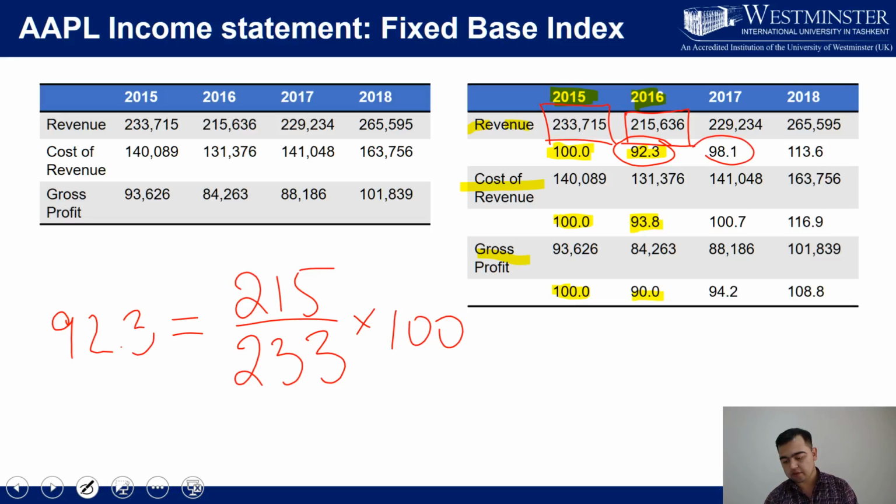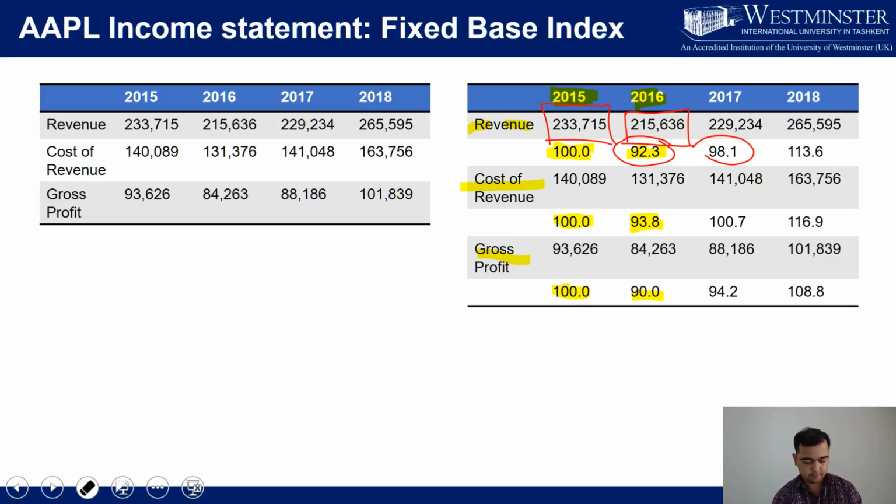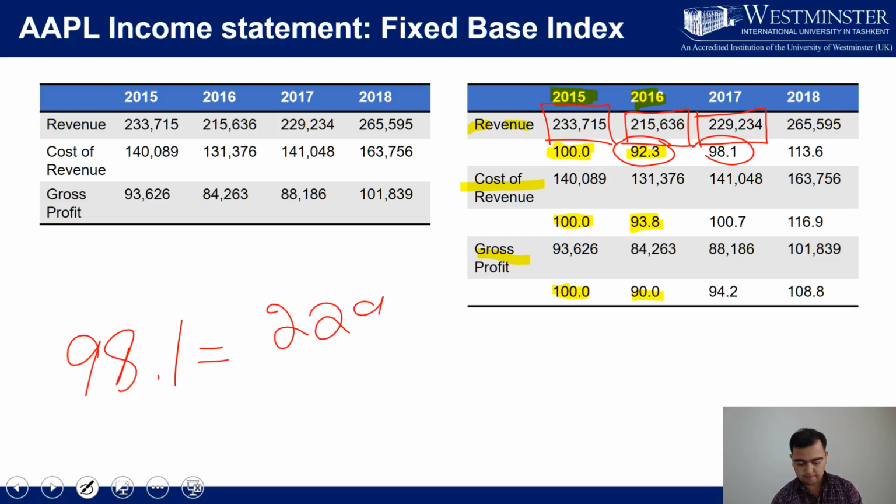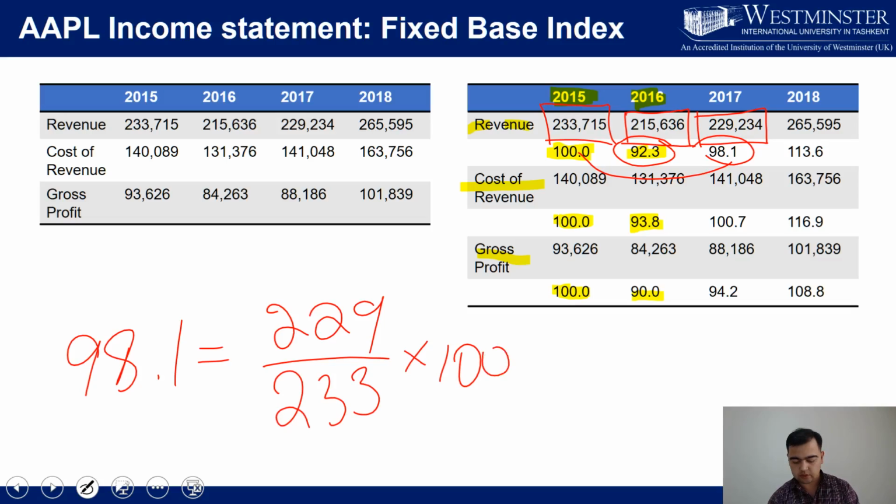Now, how about this 98? So let me quickly erase everything here. That number 98.1 is basically, again, this number this time, because that's the current figure, 229. So I'm going to be short with the numbers, all right? And I'm going to divide that again by what? By the 233. All right, and multiply by 100. And in that case, again, you're going to get the exact 98.1 index number, and so on and so forth.